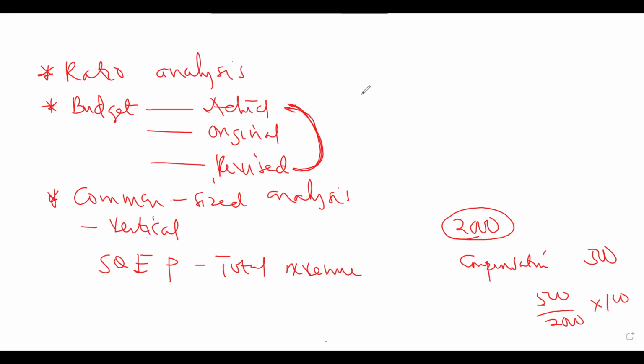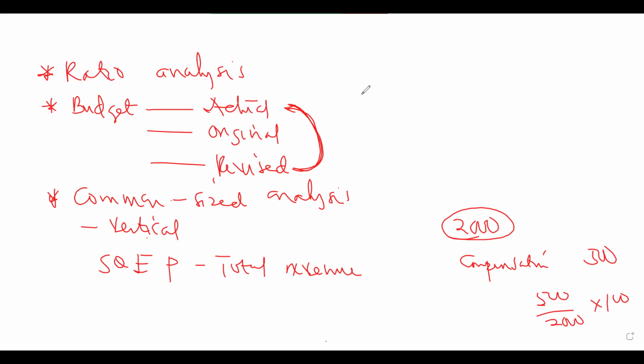So you just find that. If you are doing it for the statement of financial performance, the total revenue will be the common base, and you express other items in the statement as a percentage or as a proportion of the total revenue.